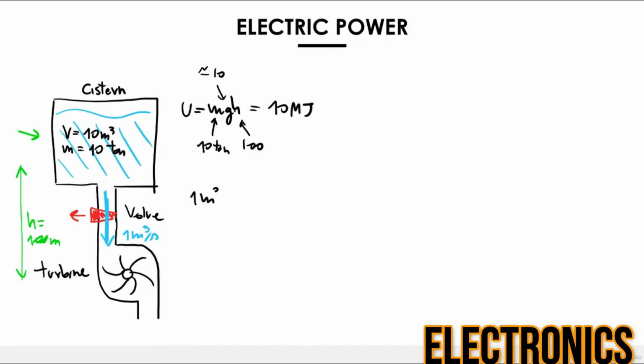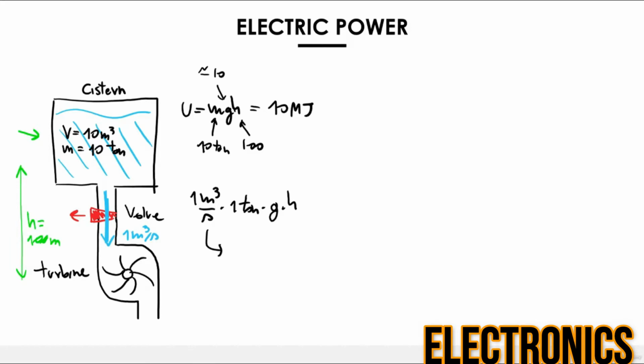So we have 1 cubic meter per second. Each cubic meter has a weight of 1 ton. And then we can multiply by the acceleration of gravity and the height. So in this case, it's a similar equation. We have the mass, the acceleration, and the altitude, all divided by second, meaning this is an energy that we are transferring every second.